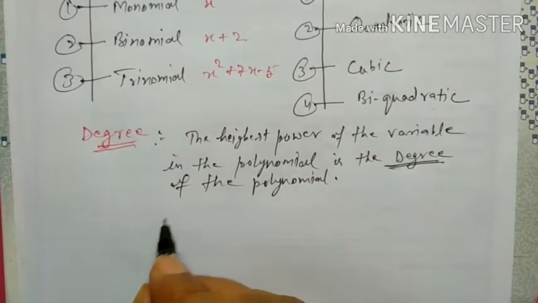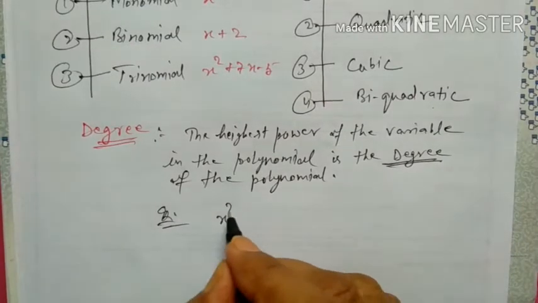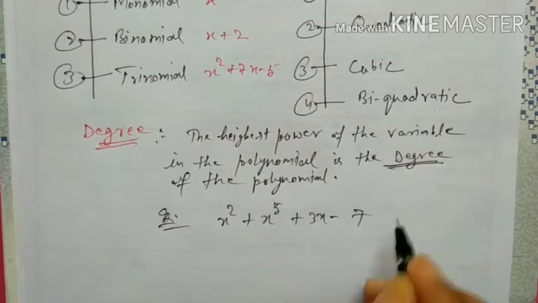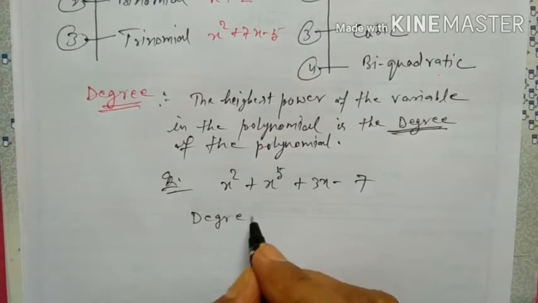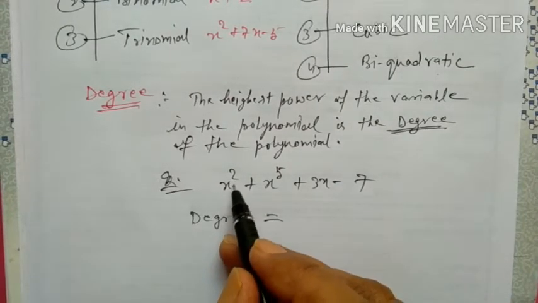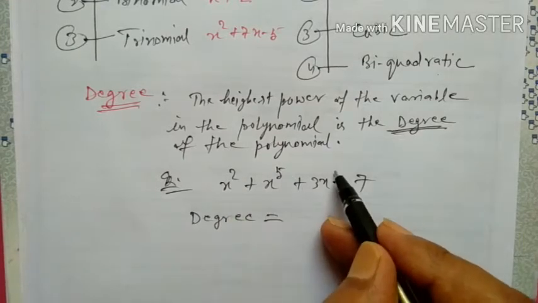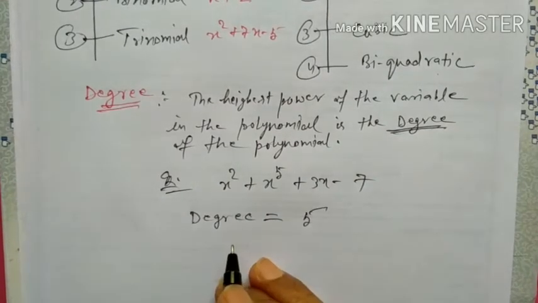For example, a polynomial x square plus x power 5 plus 3x minus 7. What will be its degree? Its degree is equal to the highest power of the variable. Here power of x is 2, power of x is 5, power of x is 1. The highest power of x is 5. So degree equal to 5.